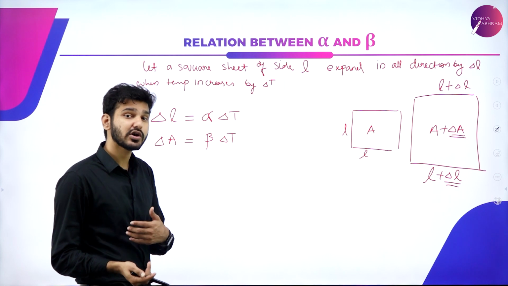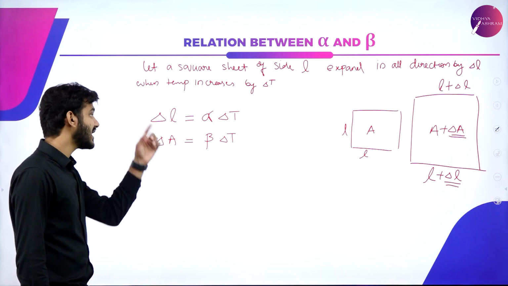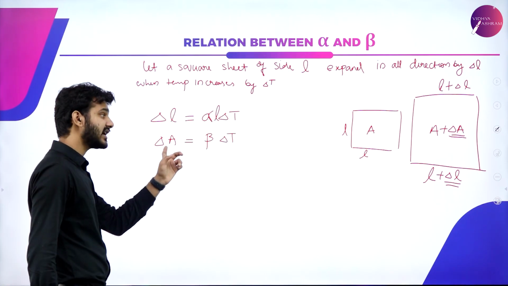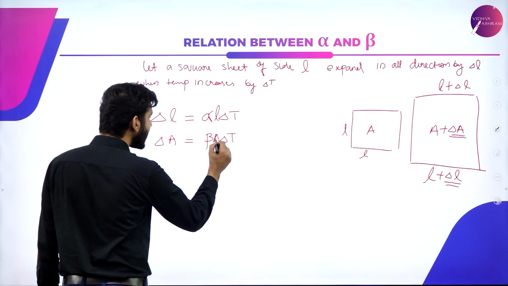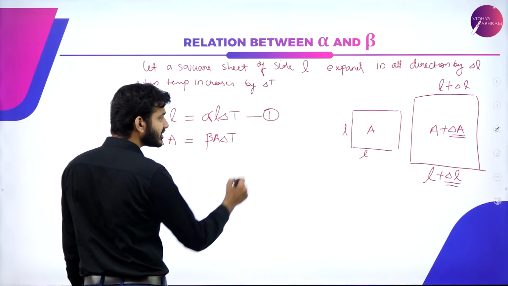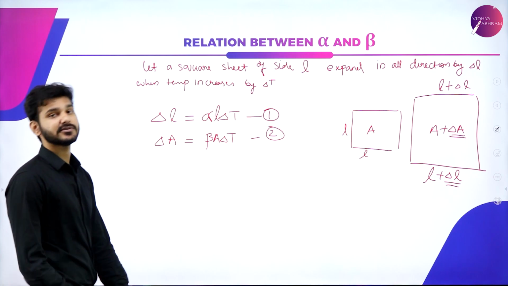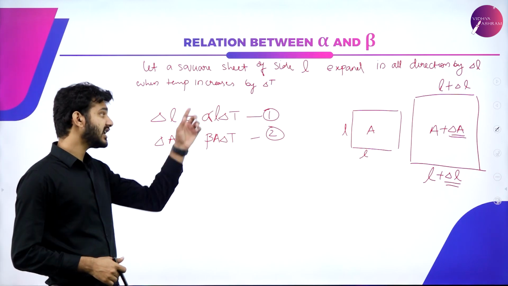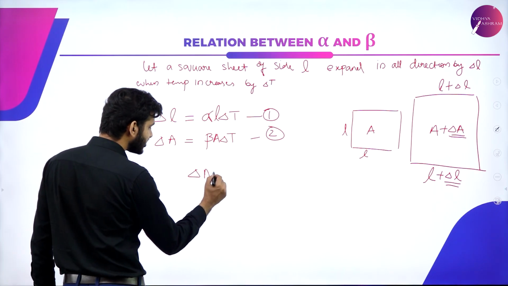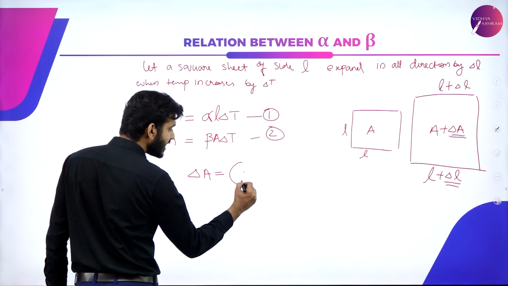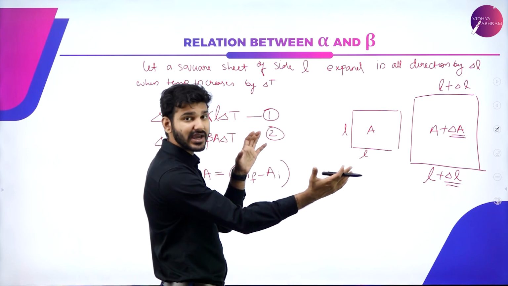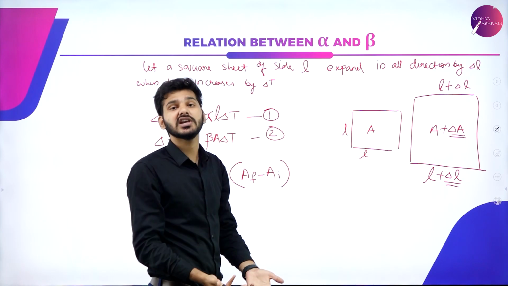So first we are going to write down the initial quantities we already know: delta L is equal to alpha L delta T, and delta A is equal to beta A delta T. That is equation number 1, which is for linear expansion, and 2, which is for area expansion. Now, in order to find a relation between these two, I am taking one more definition: delta A, the change in area, is the final area minus the initial area.